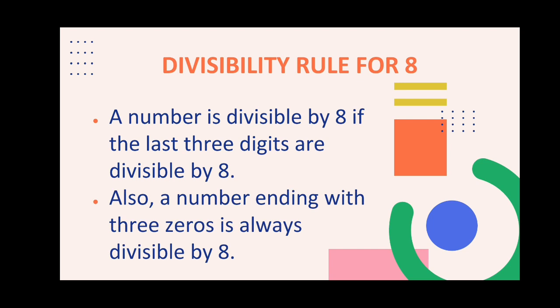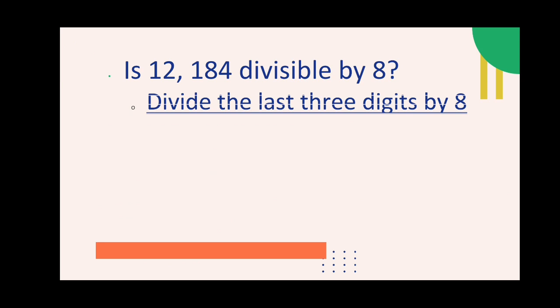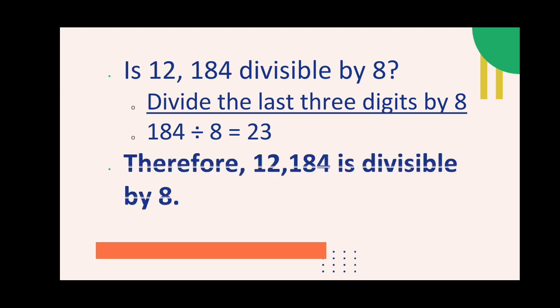Let's have some examples. Is 12,184 divisible by 8? Now, i-divide natin ang last three digits by 8. So we have 184 divided by 8 equals 23. Now, dahil walang remainder ang ating quotient, that means 184 is divisible by 8. And of course, the given number, which is 12,184, is divisible by 8.